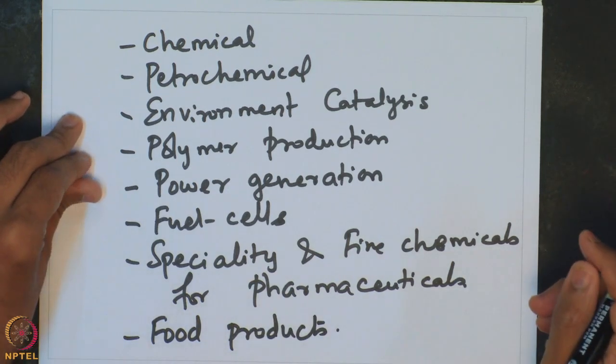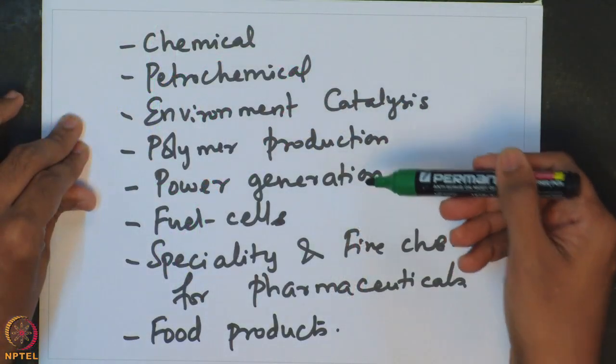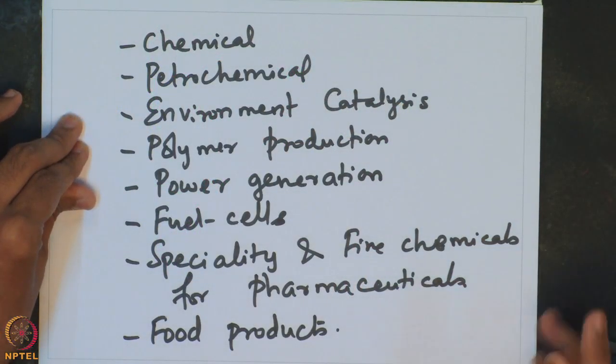So, the catalysis process has wide range implications in a variety of industries, starting from chemical, petrochemical, power generation, fuel cells, and so on and so forth. So, understanding the process of catalysis and how to use this understanding in good reactor design can go a long way, and is very useful in all these industries that we have just listed down.